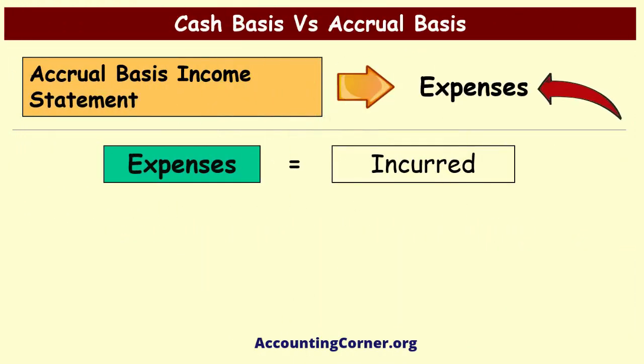Under the accrual basis income statement, expenses are recognized when they are incurred, not when they are paid. This means that if an expense relates to the current period, it's recorded in that period, even if the cash will be paid later. In short, expenses equals incurred, ensuring that costs are matched to the period in which they actually happen.